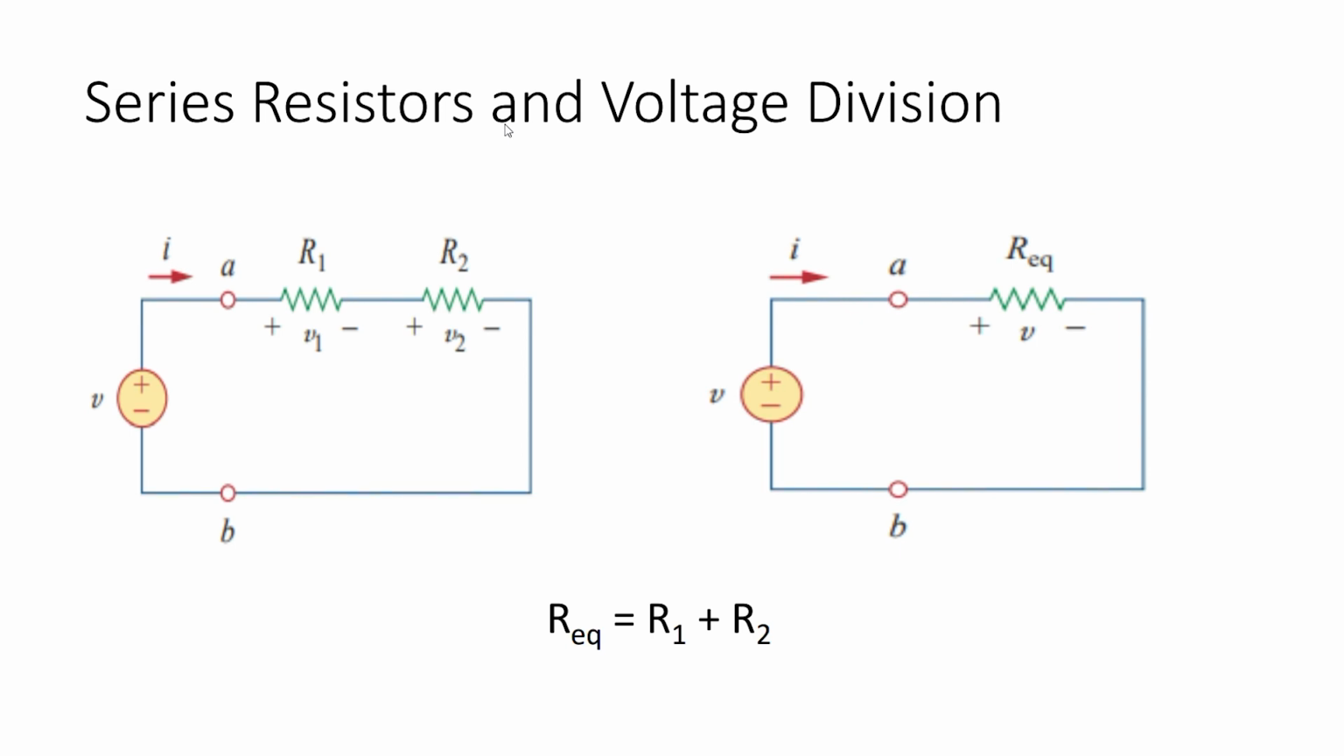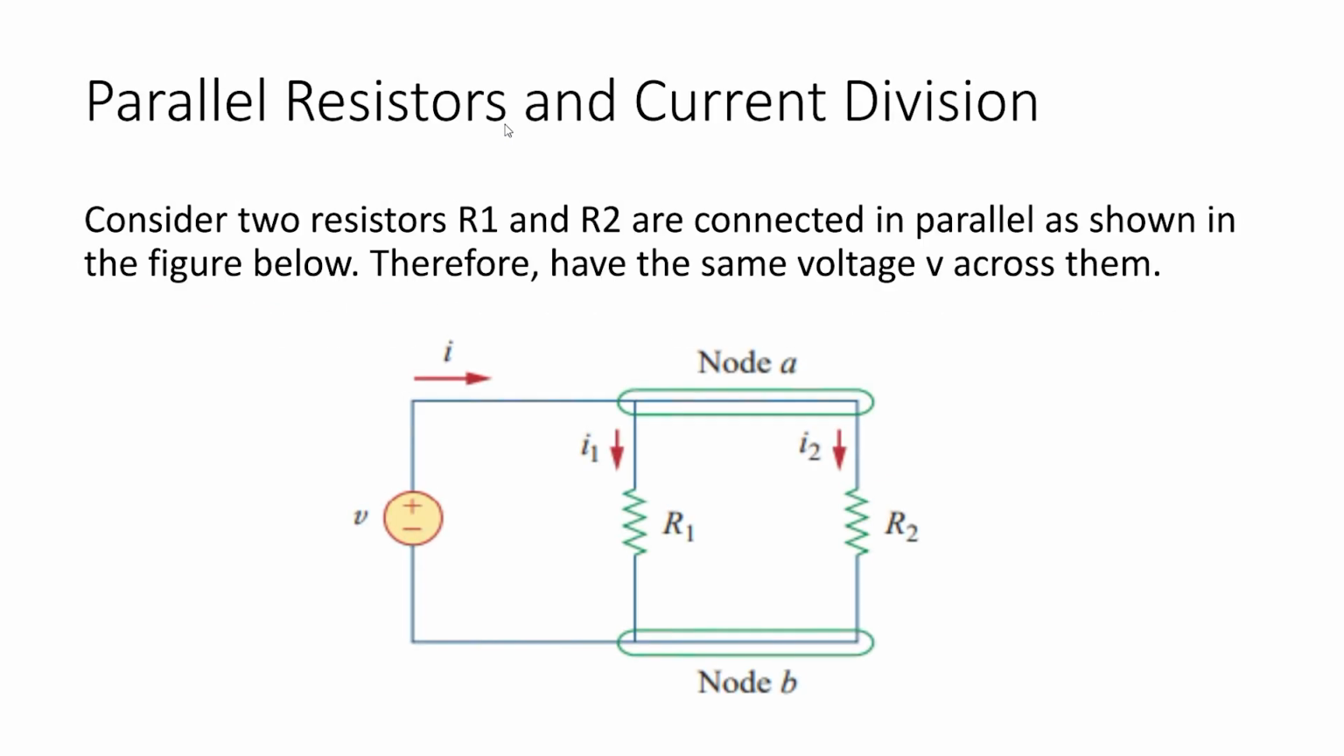Next, here is a visual representation of the circuits in which we have applied the equivalent resistance. In the first circuit we have two resistances. In the second circuit we have just one equivalent resistance, which is equal to the two in the first circuit. Now we move on to parallel resistors and current division. We will do it in the same way.